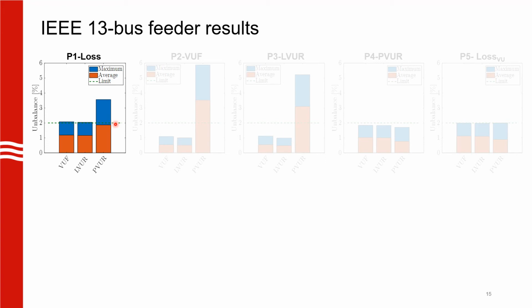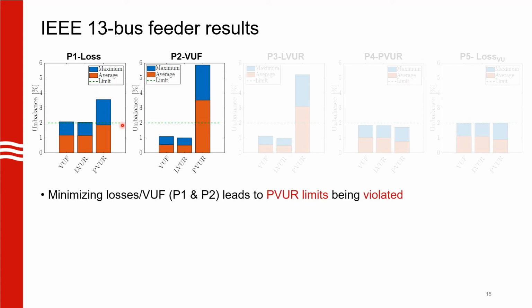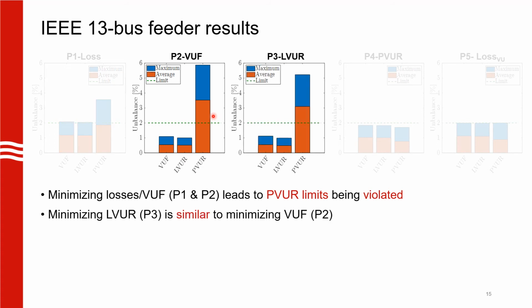So as you can see, the voltage unbalance limits are violated for P1 case where we minimize loss. Minimizing VUF reduces VUF and LVUR, but it actually considerably increases PVUR. Same is the case when we minimize LVUR. We see that these two actually show a very similar trend. So that means LVUR is actually a good approximation of VUF.